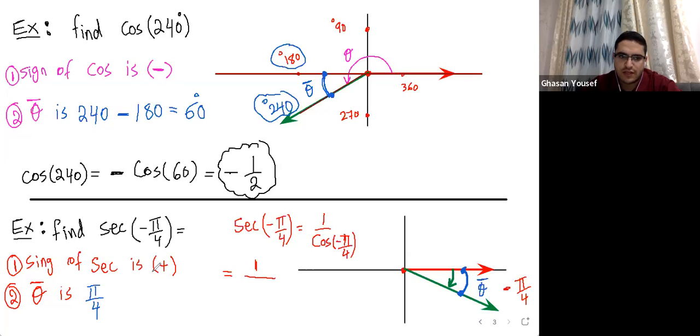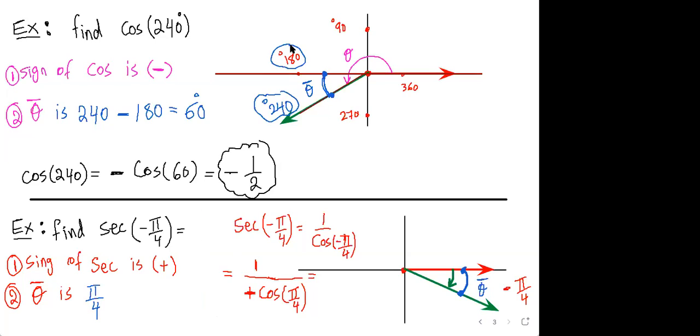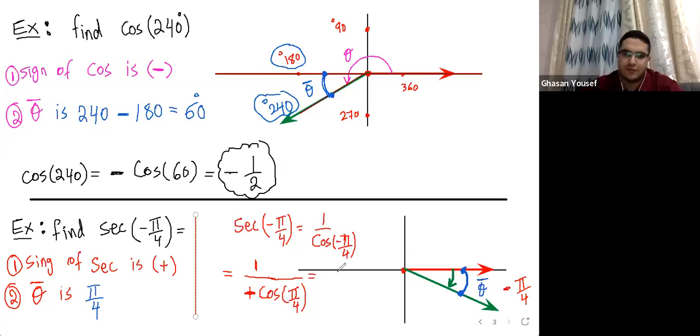Now what's the cosine here? It has a positive angle, a positive sign, so this is positive, and the reference angle is pi over 4. The cosine of pi over 4, the positive. Now what's the cosine of pi over 4? Square root of 2 divided by 2. Exactly, it's the square root of 2 divided by 2.